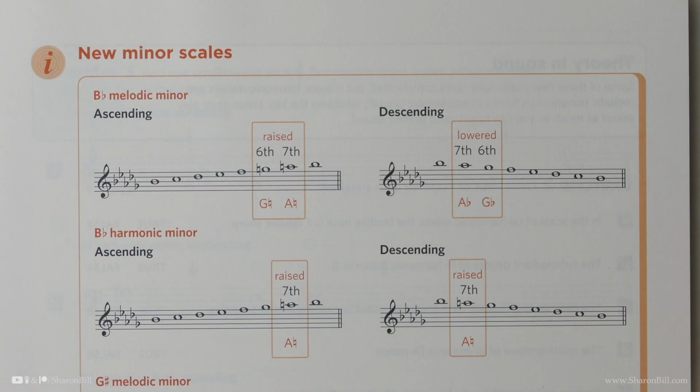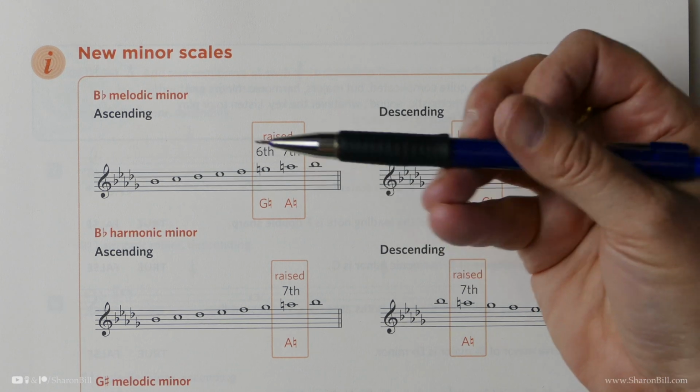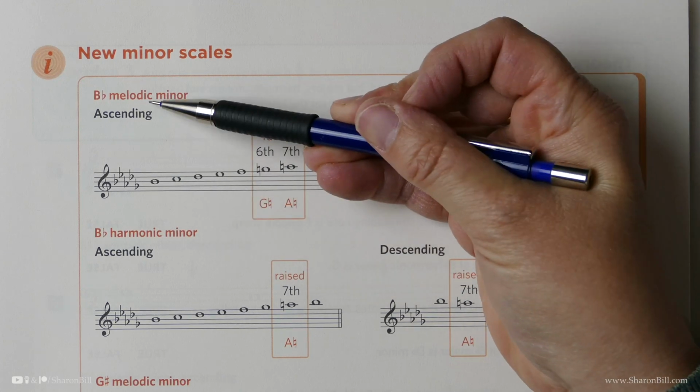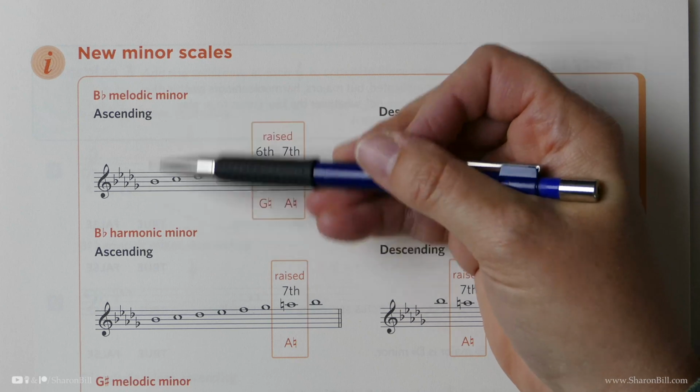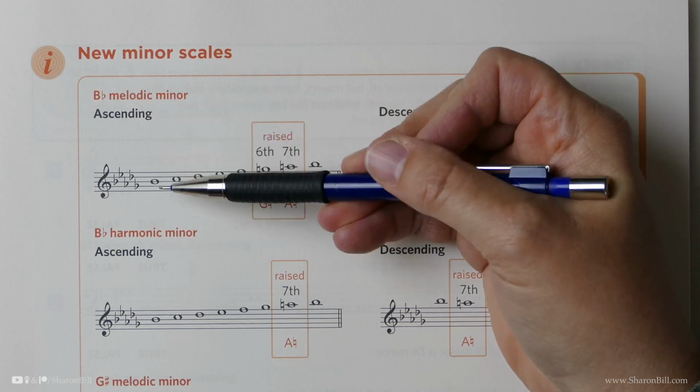We move on now to page 31 of the Grade 4 Discovering Music Theory workbook. And we take a closer look at the new minor scales of B flat minor and G sharp minor. We're going to have a closer look in both the harmonic minor and the melodic minor forms, which we've done before, but it's worth just having a little bit of a revisit of that topic first.